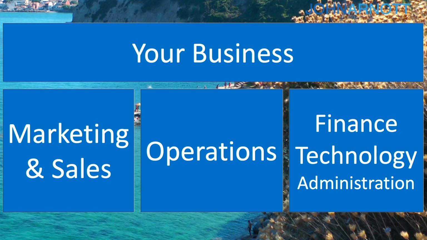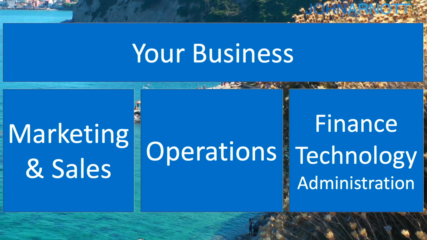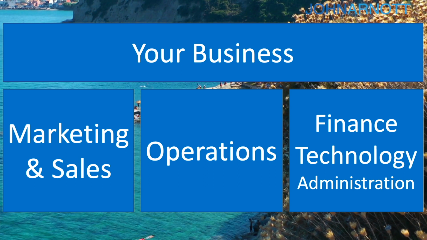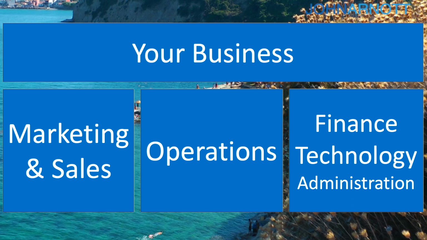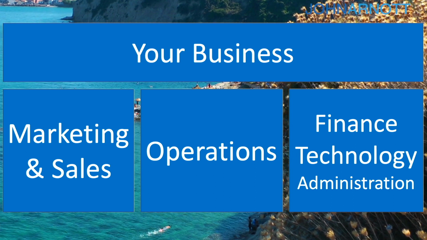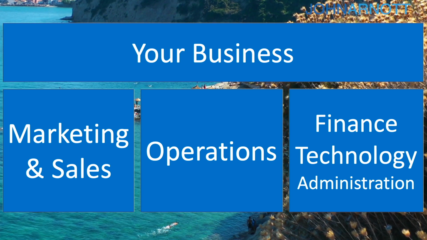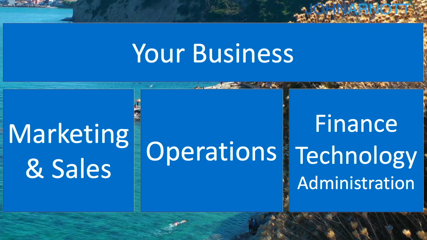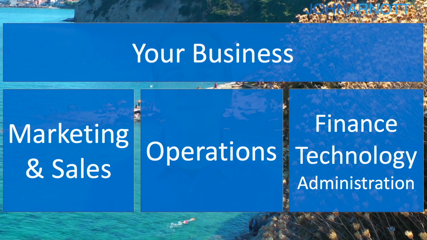So that's it. That's your business. You have your marketing, sales, operations, finance, technology, and administration. Take time now to look at the current state of your business. In these functional areas, how are you doing with technology? And if you have some things to share, pop it in the comments. It's always appreciated. So those are our systems, and that's how they tie together.